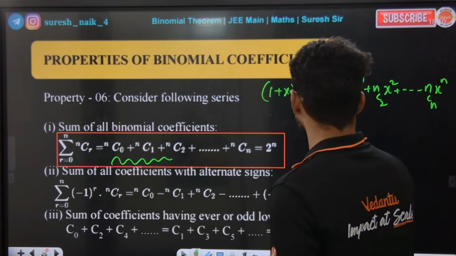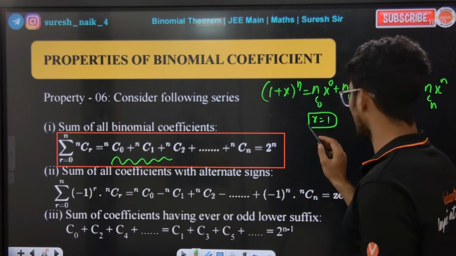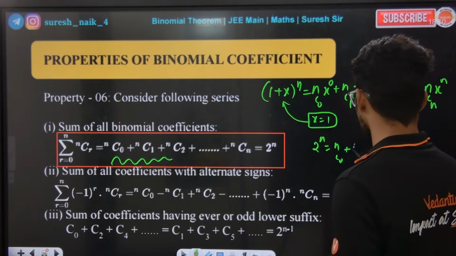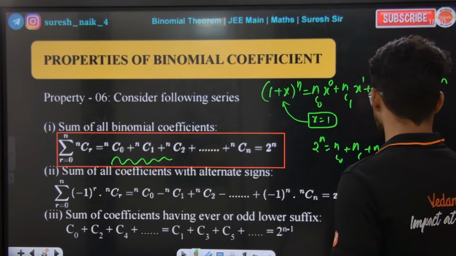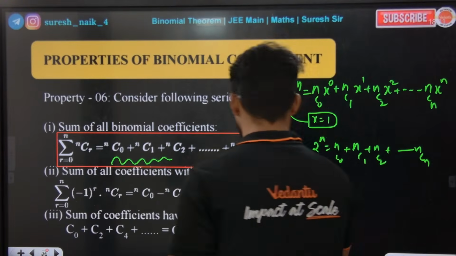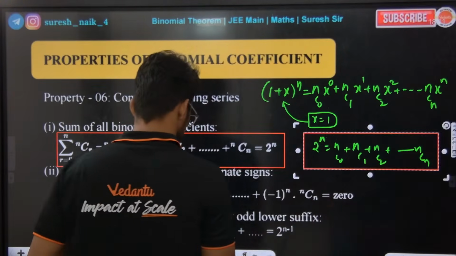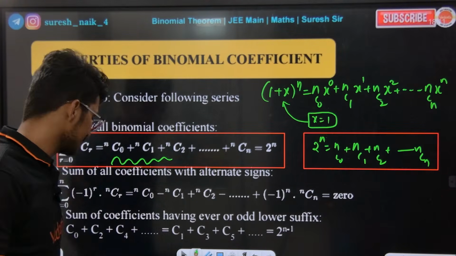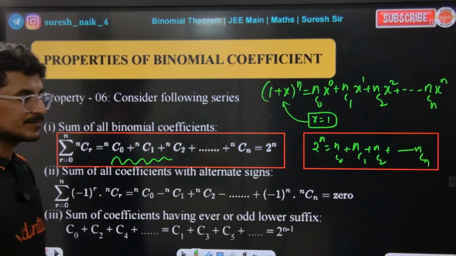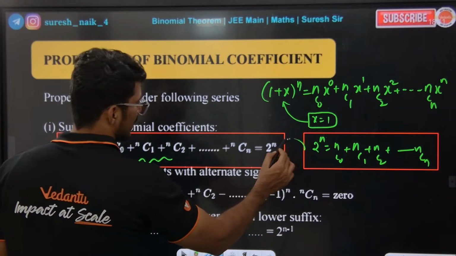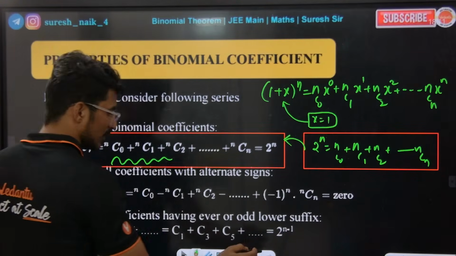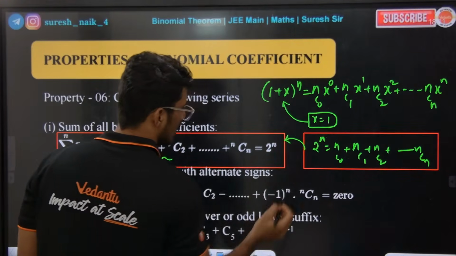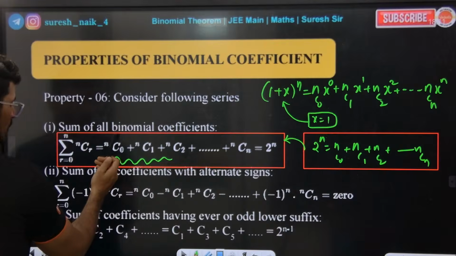Now if you put x value 1, what happens? 1 plus 1, 2 power of n, is equal to nC0 plus nC1 plus nC2 and so on till nCn. Are you all getting the property or not? Tell me. This is the proof behind this. Hope everybody is understanding. Clear or shall we go forward? This is what I'm writing here. Okay, so listen to the class.